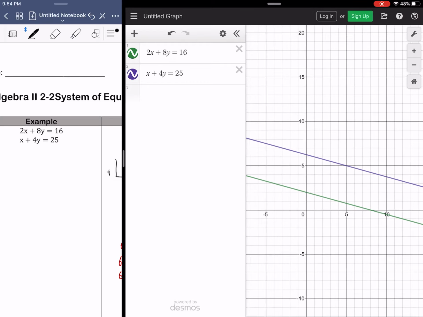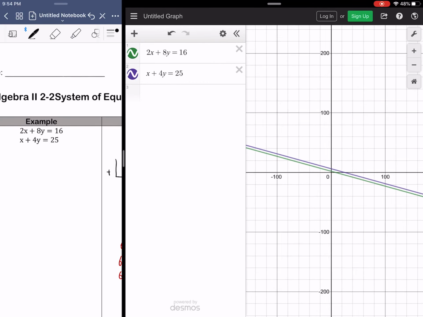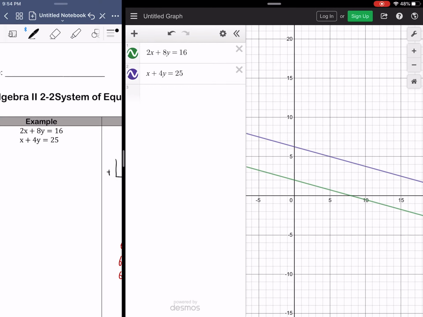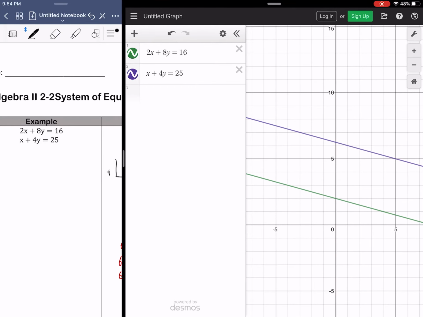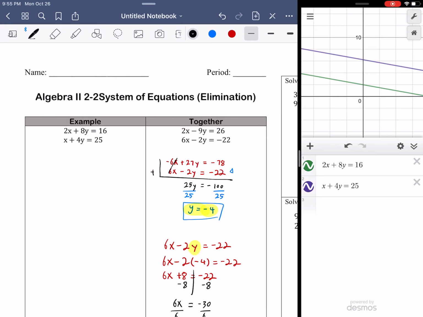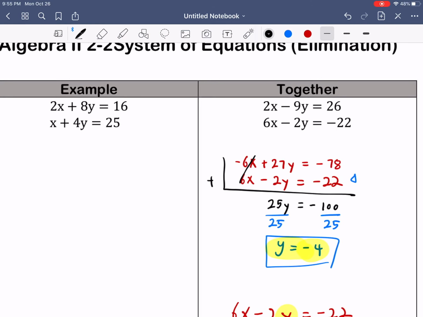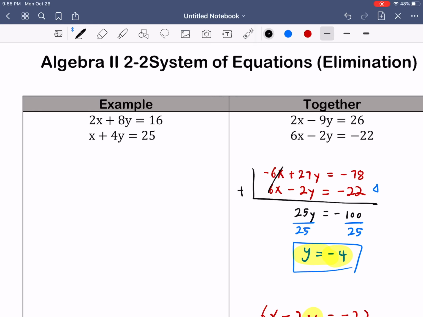This one is parallel, right? Is there any intersection point in this case? No, we don't see any intersection point because this graph is parallel. Therefore, this one is no solution. But how do we know if this one is no solution, like by hand? So let's get started.